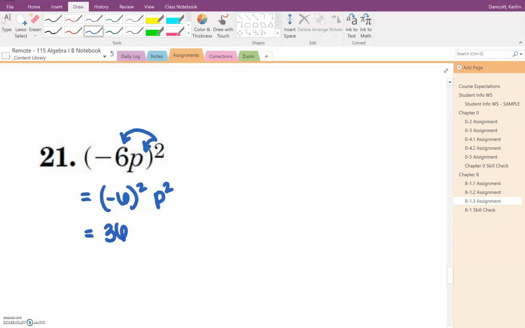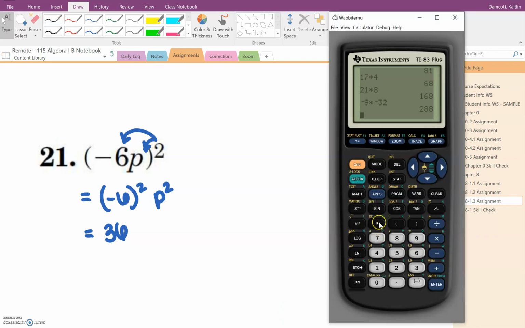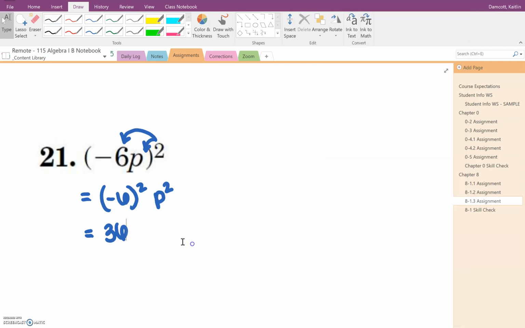And I just want to show you what happens if you plug this into your calculator. So I've got my calculator here. If you just plug in -6 like this and try to square it, it gives you a -36. It only knows to square the 6. So in order to get the correct answer, what you'll have to do is put the -6 in parentheses and then square it. That's going to give you the correct answer. So we've got 36 and then p squared.